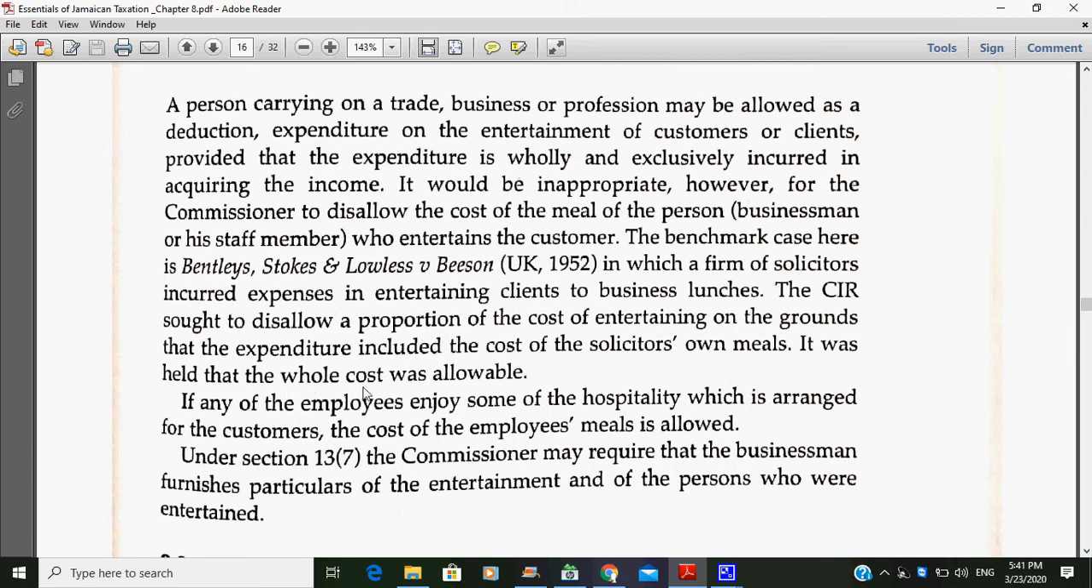The meals, even if employees enjoy some of the hospitality which is arranged for the customers, the cost of the employees' meals is allowed.